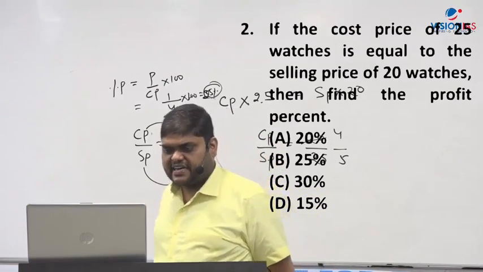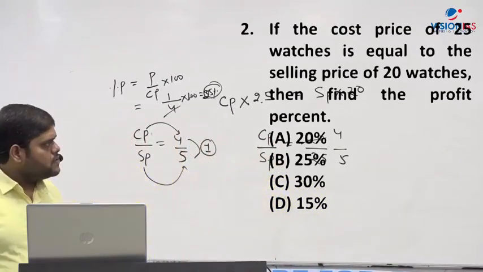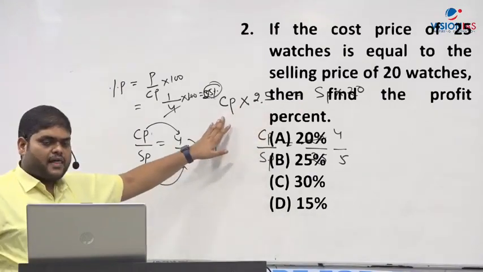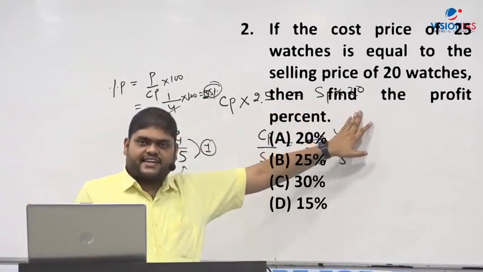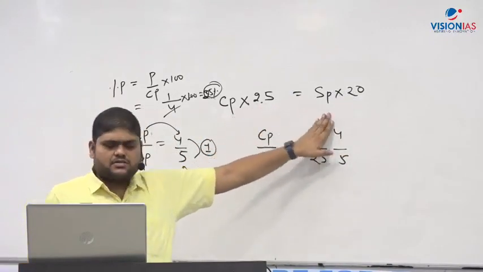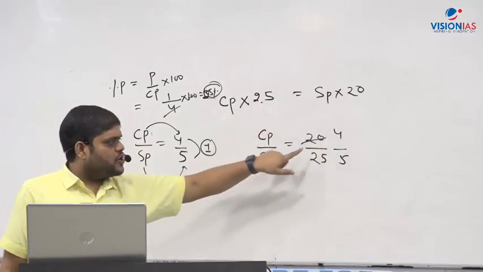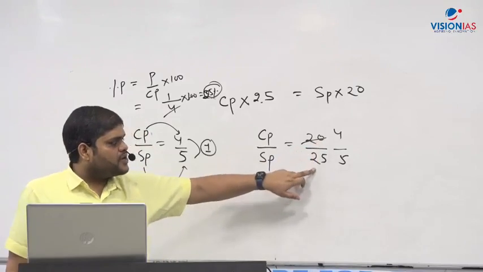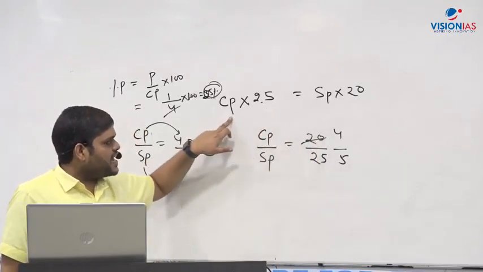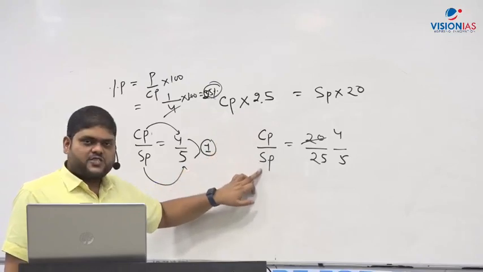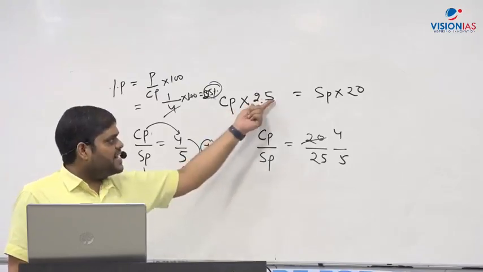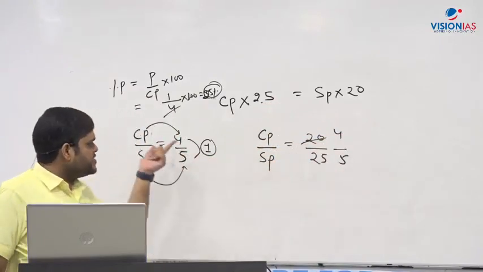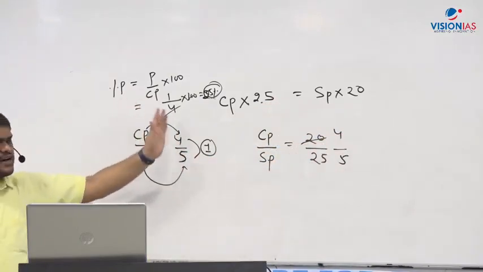Piyush, you can make it correct. I hope now it's clear to you. The cost price of 25 items is equal to the selling price of 20 items. So I have done it like this. CP upon SP is equal to 20 upon 25. It cannot be 25 upon 20. When SP comes on this side, SP goes to the denominator, and this 25 goes to the other side. This becomes 4 upon 5. So I can assume CP as 4, SP as 5, and we can solve this.